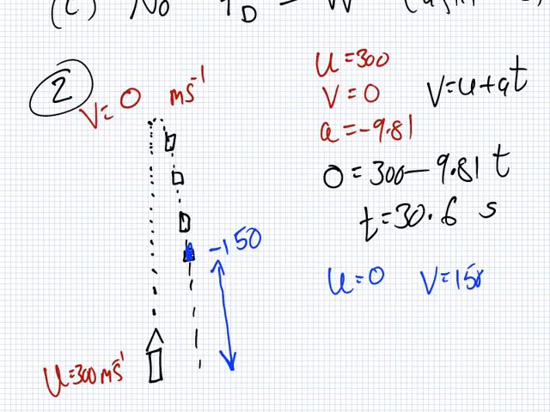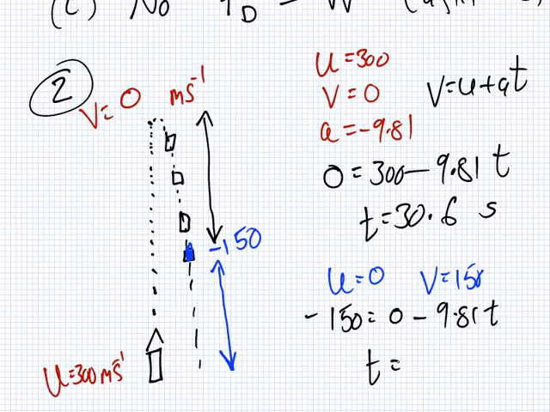So let's work out the time to get to the maximum velocity. Again, the same story, V equals U plus AT. So we have minus 150 equals 0 minus 9.81 T. So here the T is 150 divided by 9.81, which is 15.29.